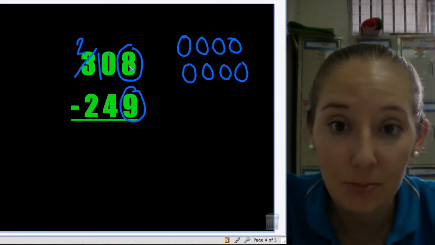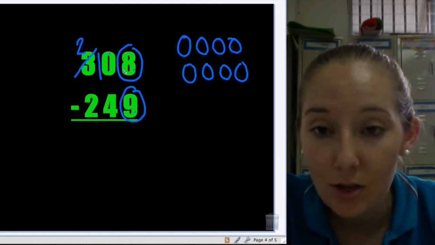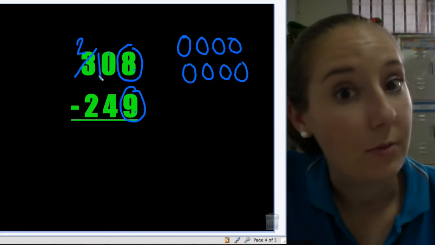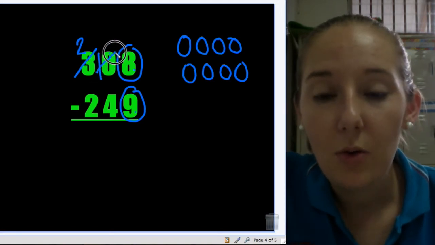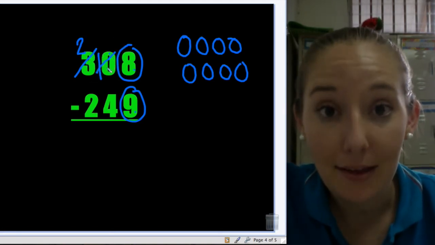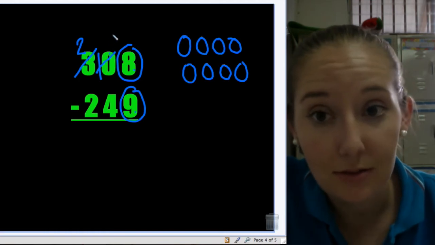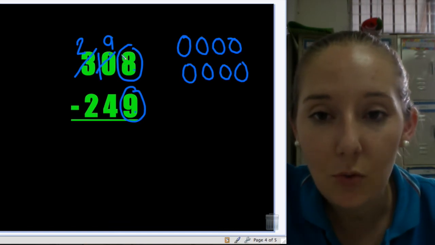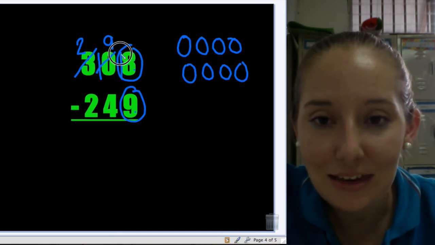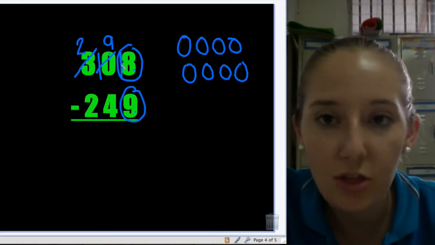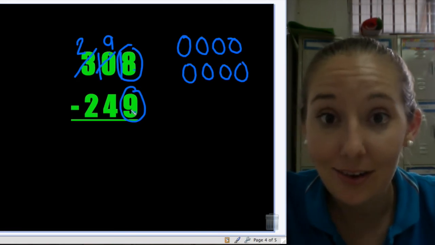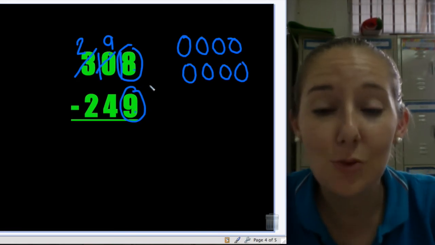Now, has this helped out our 8 yet? No. So we've got to borrow now from our neighbor who has 10. We can take 1 away from that neighbor. If you take 1 away from 10, what is it? 9. And this 8 won't stay an 8, but it will become an 18. If you see, we just put that 1 extra there right next to the 8. So now, can we do 18 minus 9? Yeah, we can do that. So what's 18 minus 9?